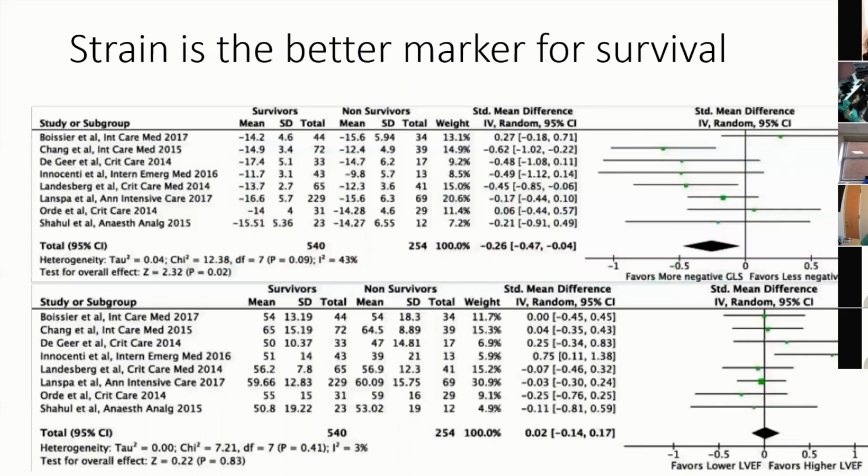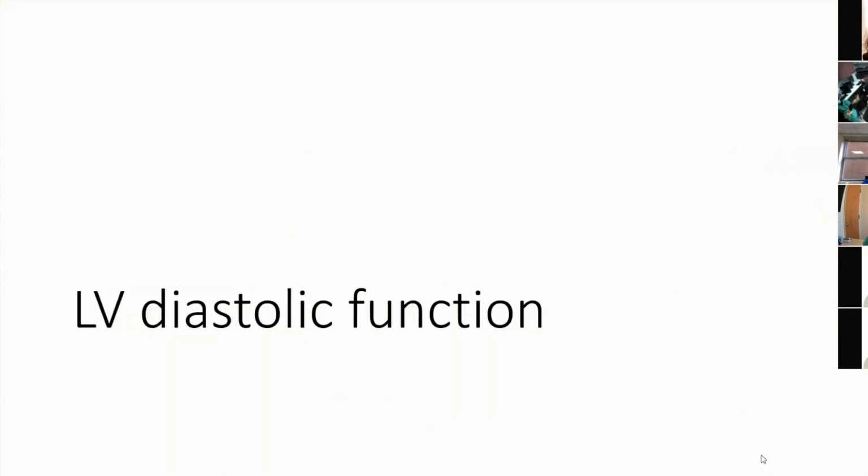And we weren't alone. There were a lot of other people who looked at this. And this is an excellent meta-analysis, fairly decent size, using that prior data that we had shown plus others. And it showed that strain appears to be associated with survival while ejection fraction was not. So you can see here on the top, strain seems to trend towards having a better correlation with survival, and ejection fraction essentially doesn't seem to have a good correlation.